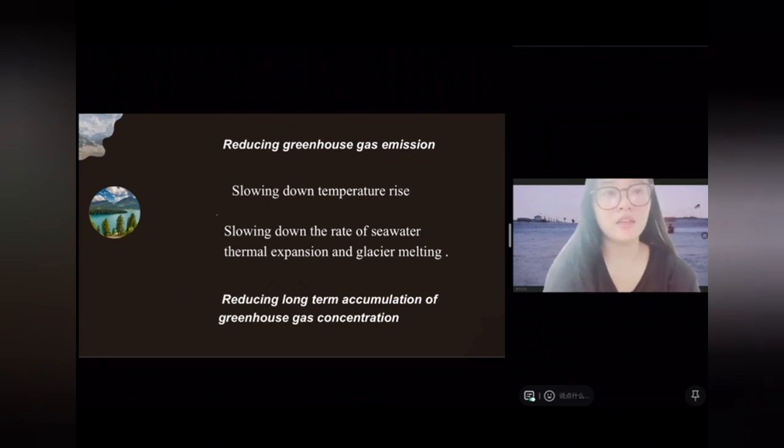So I think the best solution is to reduce greenhouse gas emissions. So that's all. Thank you for listening.